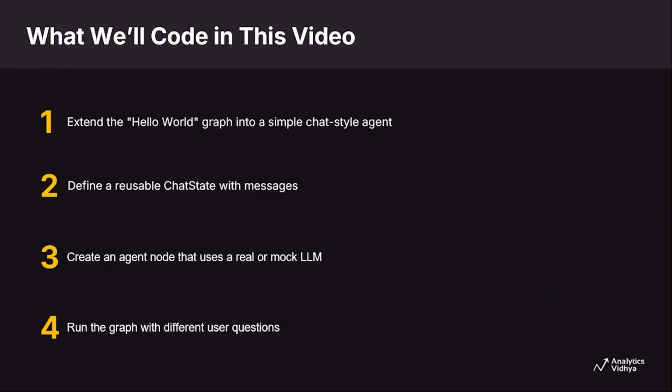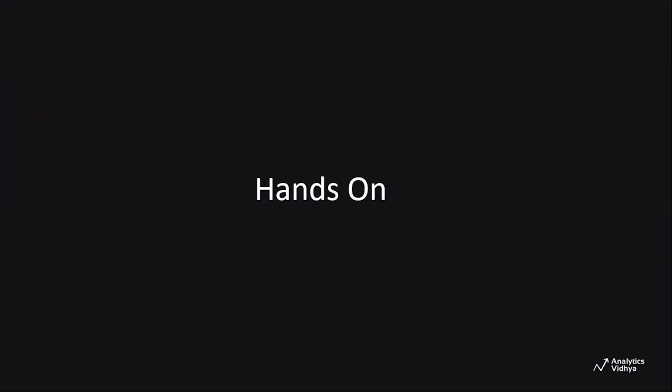So what are we going to code in this demo? First of all, we are going to extend our hello world graph into a simple chat style agent, right? So we'll replace the mocked node where we are hard coding the response with an actual LLM agent call. Then we are going to define a reusable chat state with messages, which we have done previously. We'll define this agent node that uses a real LLM, or you can even mock it, but in this case, we are going to use a real LLM. And finally, we'll run the graph with different user questions. So it's up to you which question you want to append there. Let's walk into the hands-on notebook next.